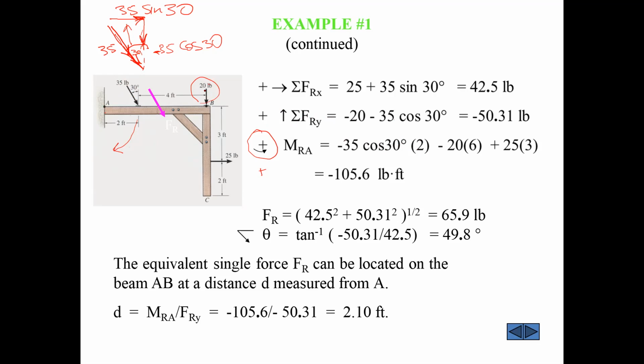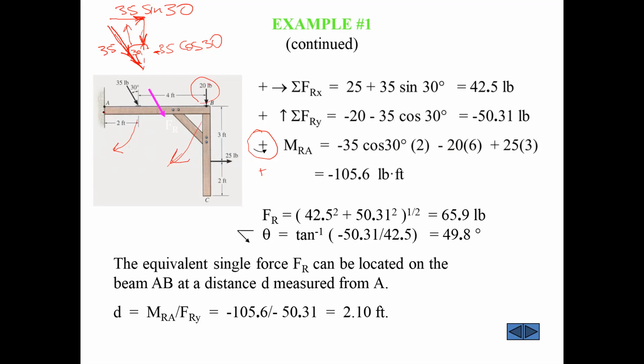So we move on to the 20. The 20 is now at what distance? 6. 2 plus 4, 6 from there. And now it's turning it again into the clockwise. Can you see that? So it's 20 times 6. So it's minus also.